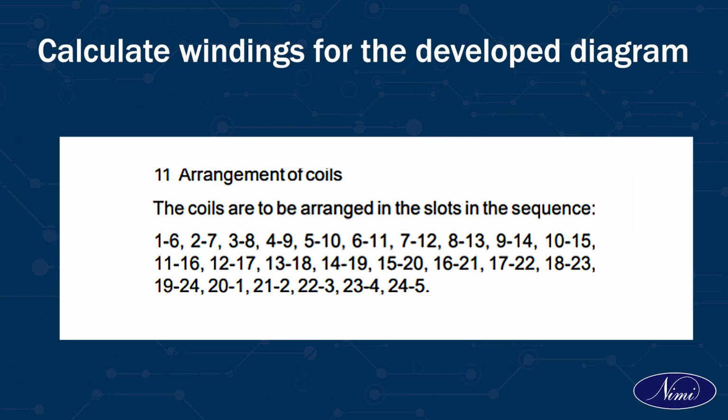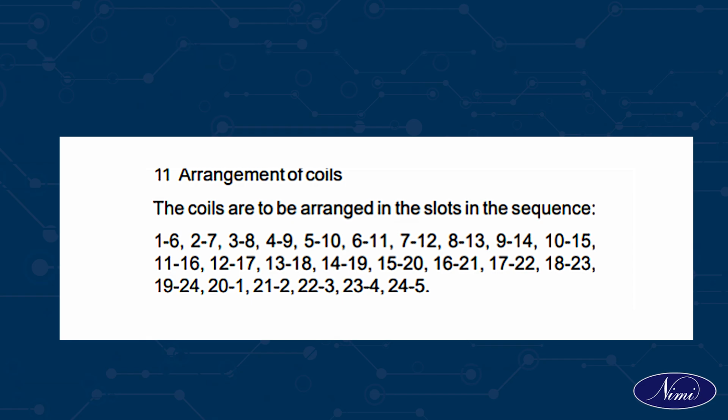11. Arrangement of coils. The coils are to be arranged in the slots in the sequence 1 to 6, 2 to 7, 3 to 8, 4 to 9, 5 to 10, 6 to 11, 7 to 12, 8 to 13, 9 to 14, 10 to 15, 11 to 16, 12 to 17, 13 to 18, 14 to 19, 15 to 20, 16 to 21, 17 to 22, 18 to 23, 19 to 24, 20 to 1, 21 to 2, 22 to 3, 23 to 4, 24 to 5.